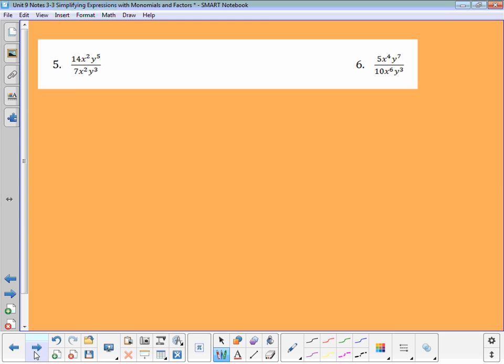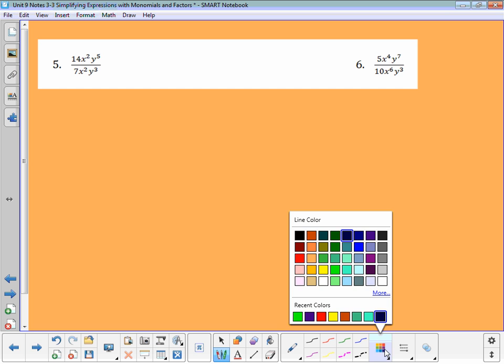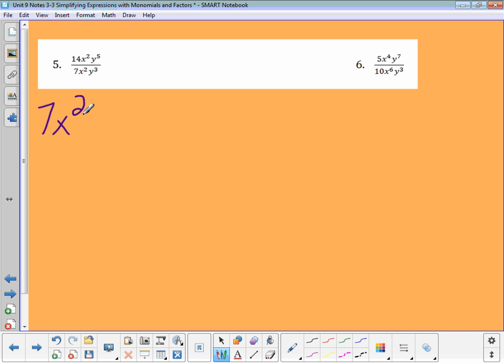Now let's take a look at number 5. I think it looks a little bit scarier than it is. So the first thing we're going to do is calculate out that excluded value. So I'm going to take 7x squared y to the 3rd and set that equal to 0.